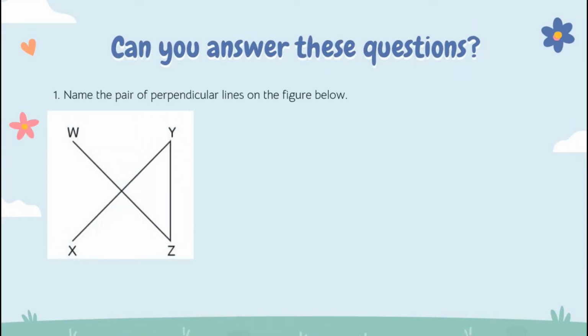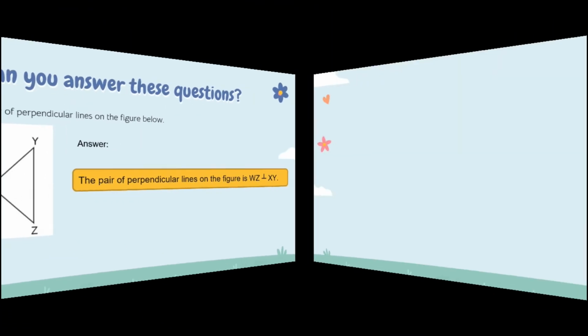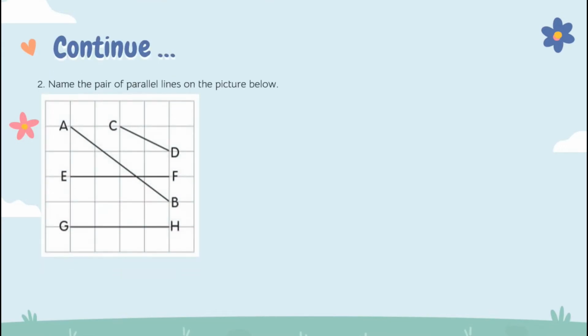Number 1. Name the pair of perpendicular lines on the figure below. Answer. The pair of perpendicular lines on the figure is WZ is perpendicular to XY. Number 2. Name the pair of parallel lines on the picture below. Answer. The pair of parallel lines on the figure beside is EF is parallel to GH.